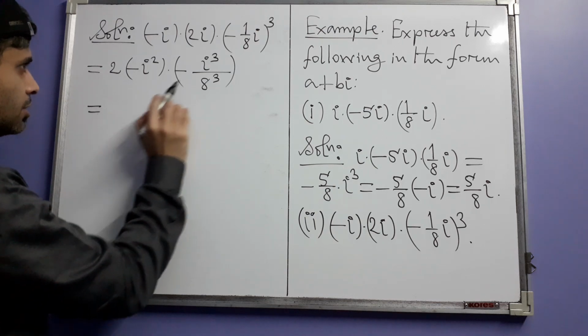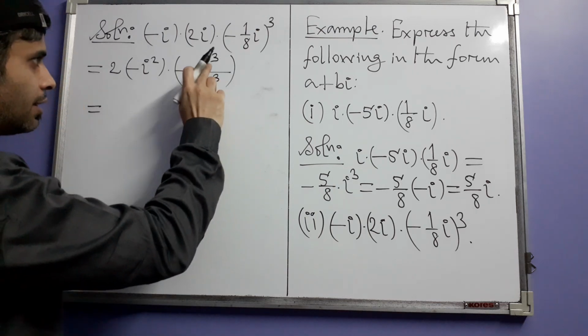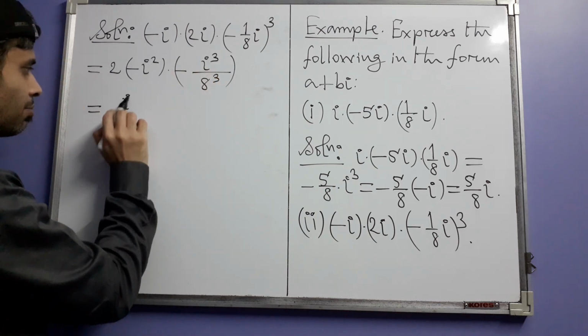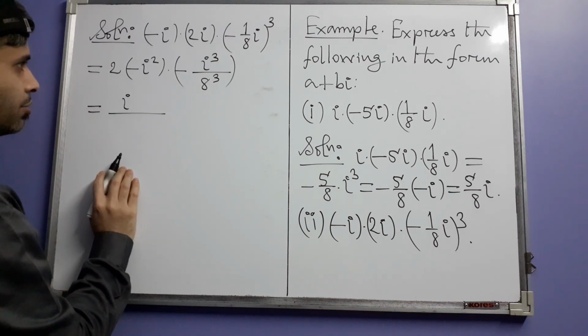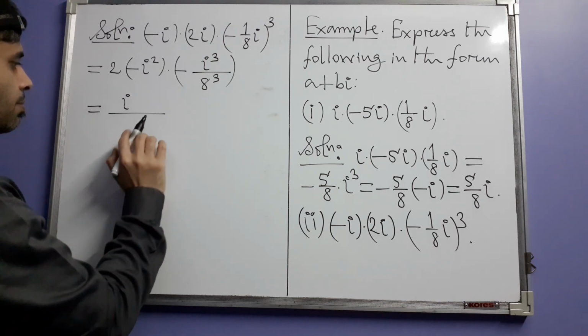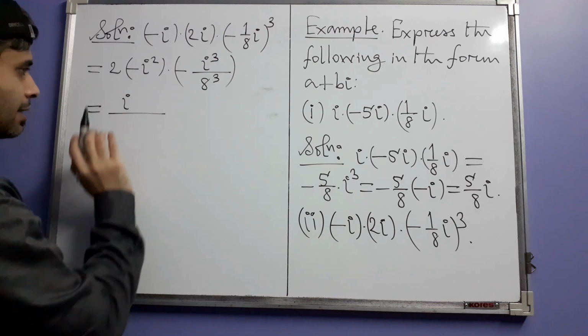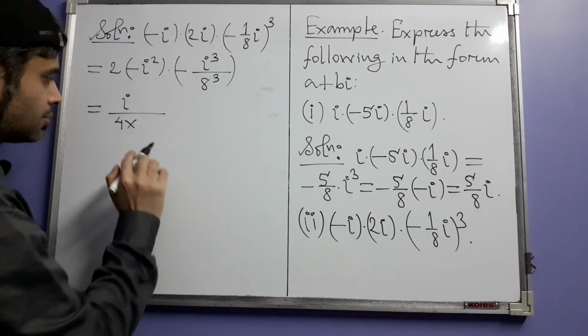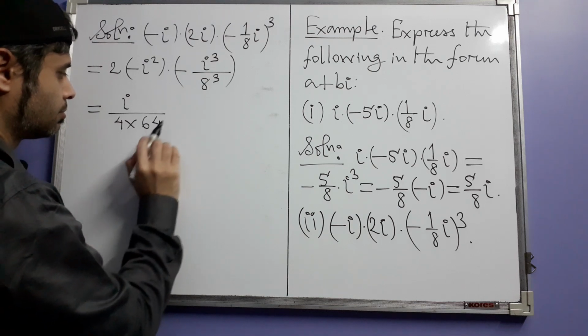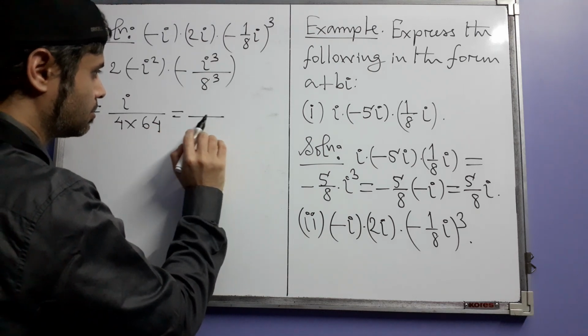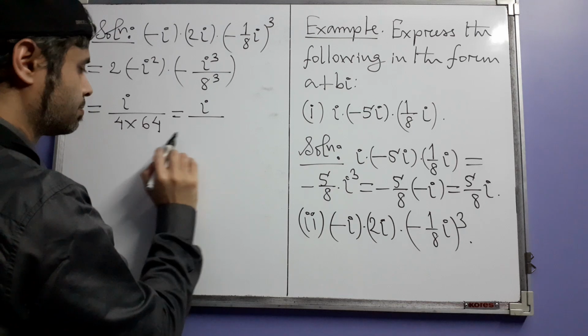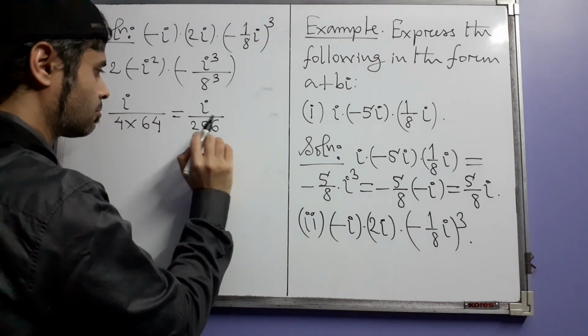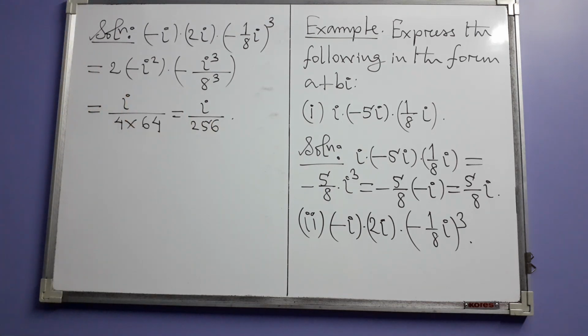You see, i cube is minus i, that minus and this minus will give us plus i. And below what do you have? After cancelling a 2, you get 4 times 8 times 8. That is i over 256 or 1 over 256 times i. Okay, so this way you can simplify things.